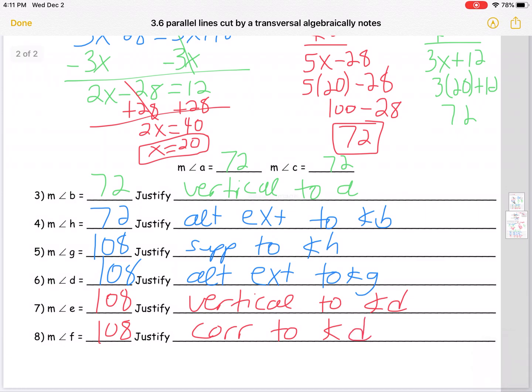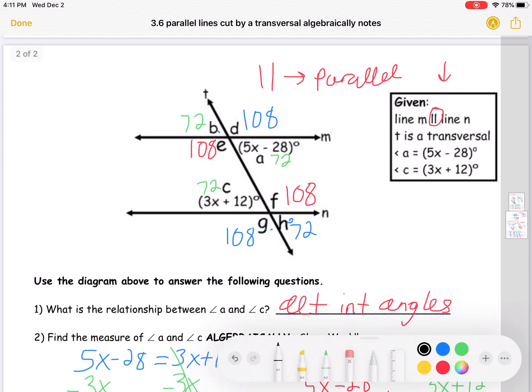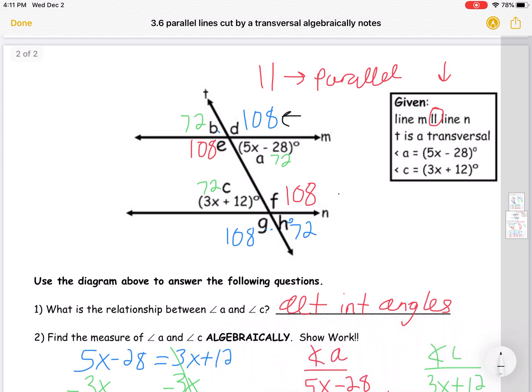Okay, remember corresponding angles are angles that are on the same side of the transversal and are on the same position on the parallel lines, meaning they're either both above or both below. Okay, so D and F are corresponding. They're on the same side of the transversal, they're both above. And also A and H are corresponding. They're on the same side of the transversal and they're both below the parallel lines.